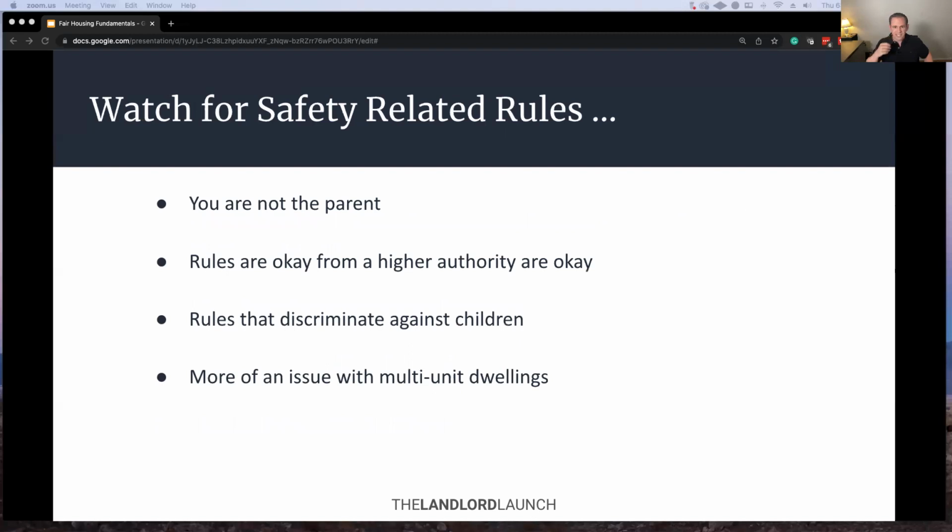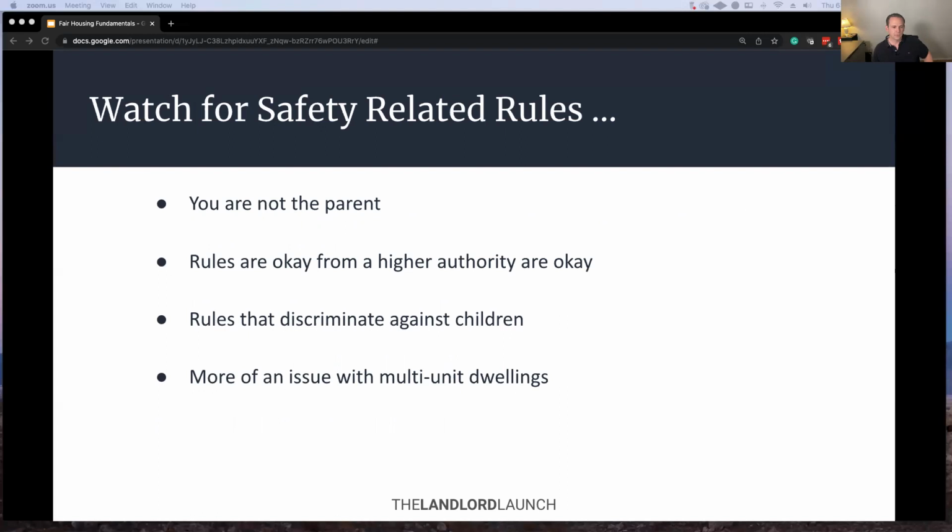Okay, again, watch out for safety-related rules. Remember, you are not the parent, even if you don't agree with how they are doing it. You can't put rules in place to correct that behavior preemptively.